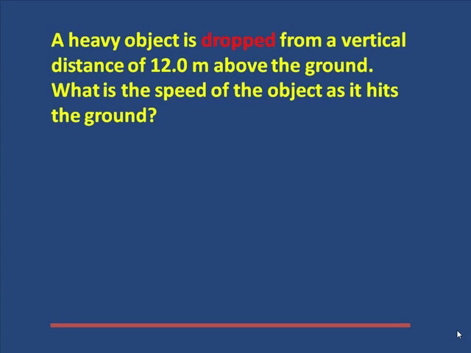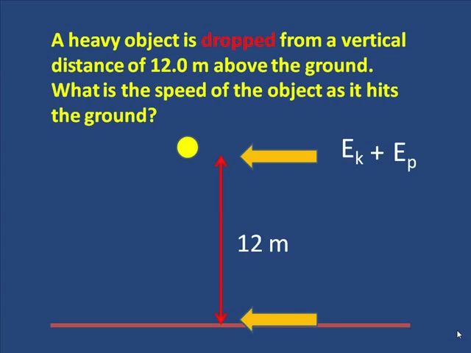The object is dropped from a vertical distance of 12 meters above the ground. Well, we know that whatever the initial energy is at the top, kinetic plus potential, will have to equal whatever the final energy is at the bottom, kinetic plus potential. But at the top, it's all potential energy. We've dropped it. The kinetic energy is zero.